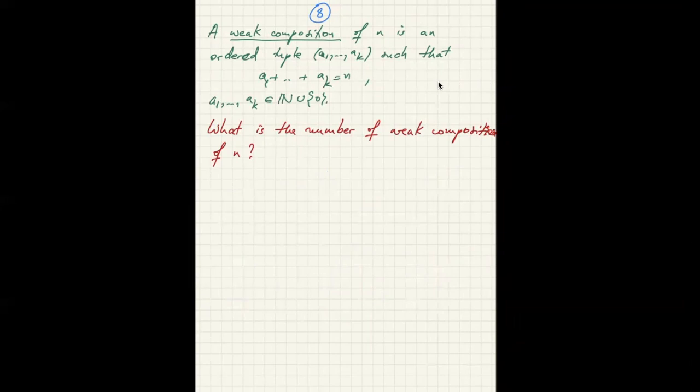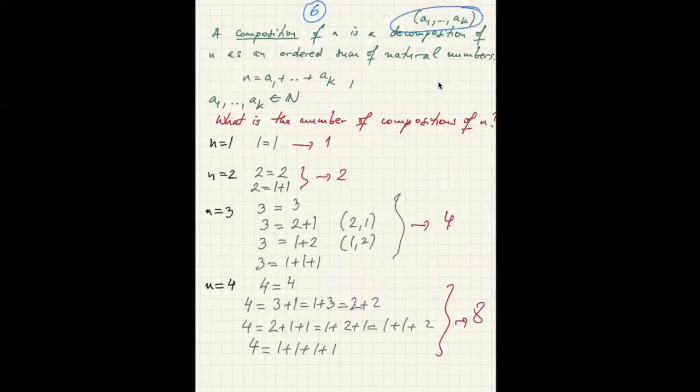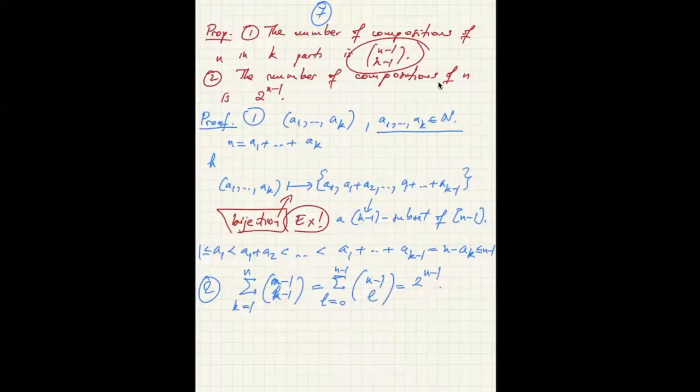So the weak compositions, let me see how I get the pages. The pages are a bit messed up. This is 8. This is 9. 10.